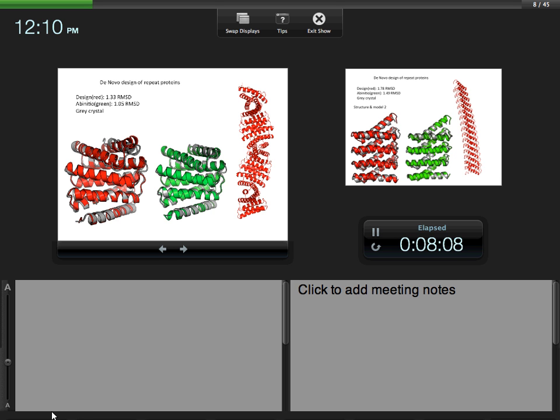This one actually, it's not shown here, is disulfide stapled at each repeat. So these proteins are likely to be extremely rigid. For wires and other types of materials, I think they could have some interesting properties.